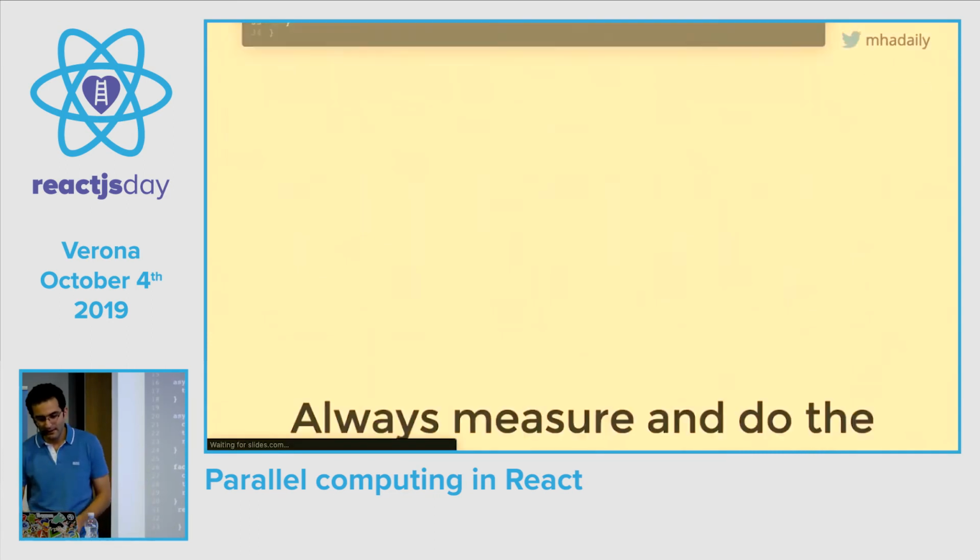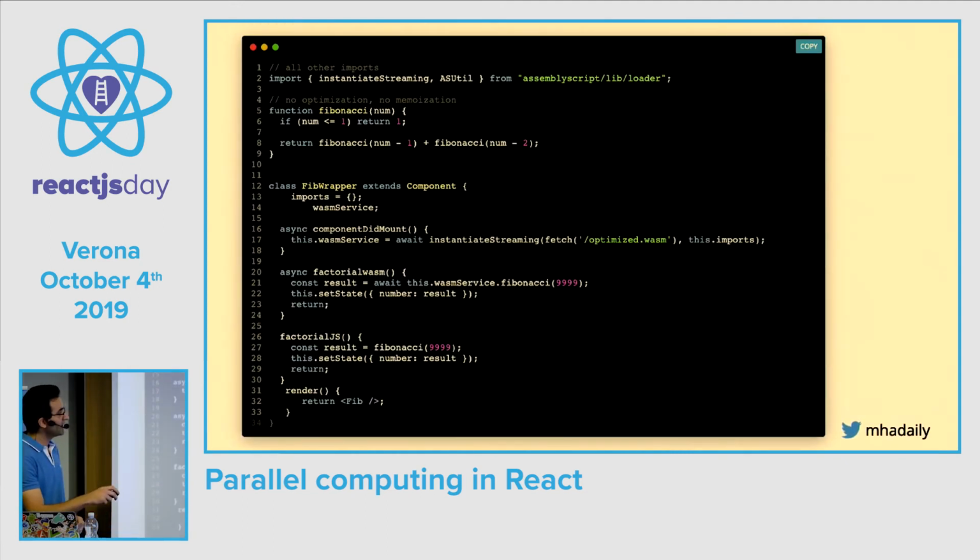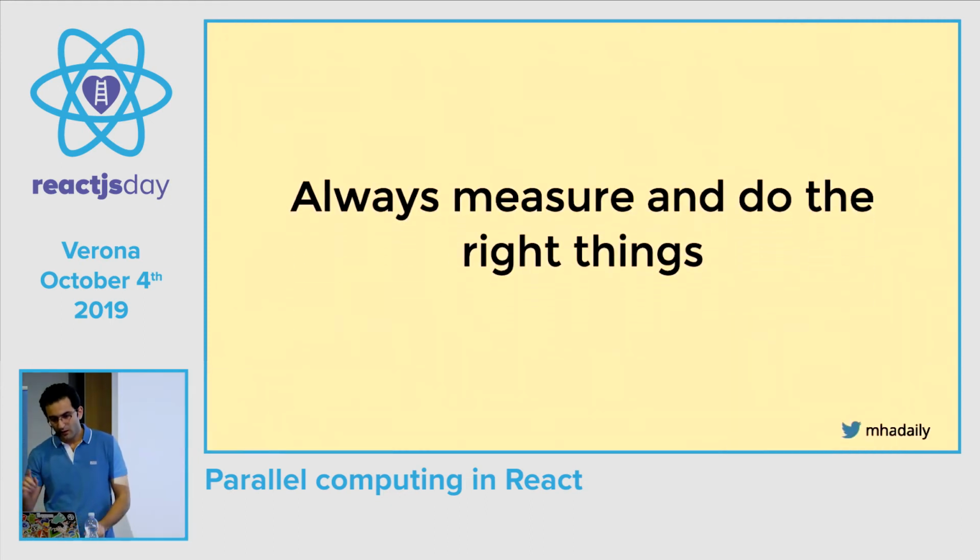Let's move on. By the way, I just want to get this huge number in Fibonacci. Don't accept anything before you measure it. WebAssembly is fast, but have you tested? Have you measured? You need to measure it, right? I measured it, actually, to see if it's faster.